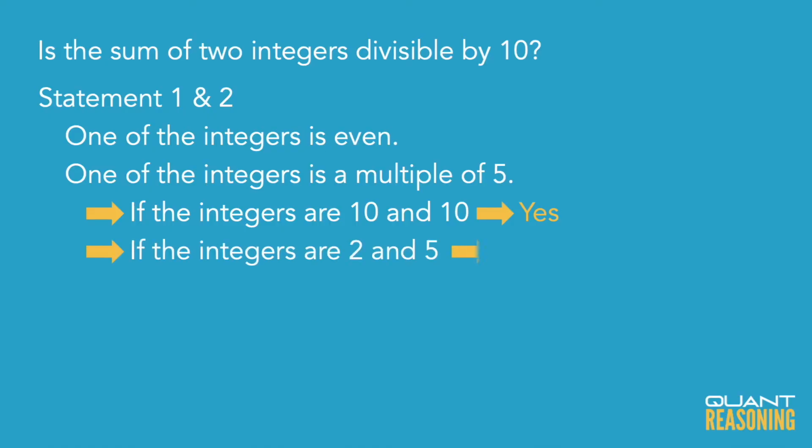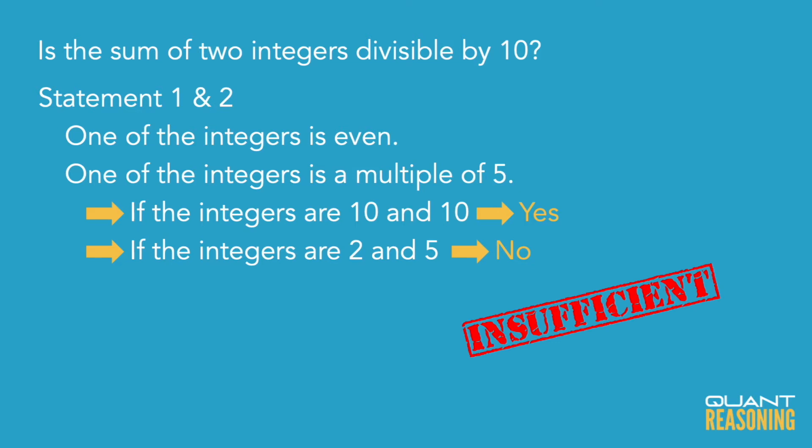But the sum doesn't have to be a multiple of 10 because the numbers could be, I mean, the easiest example I can think of is 2 and 5. Is 2 plus 5 divisible by 10? No, of course not. So even when you combine these statements, we can't answer this question, and therefore the correct answer is E.